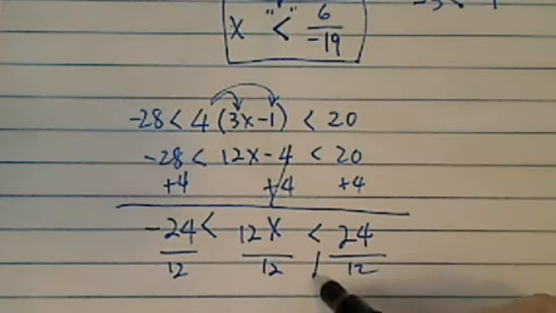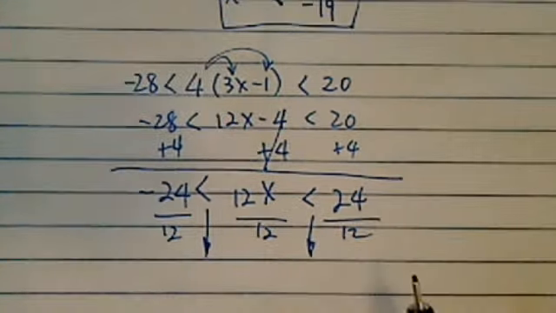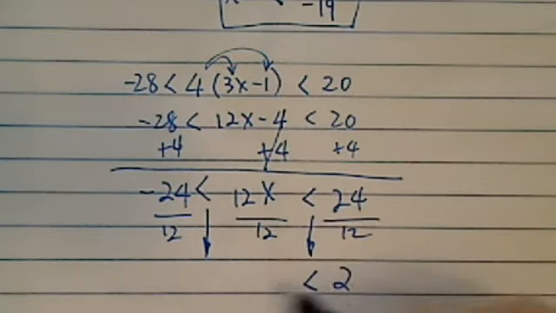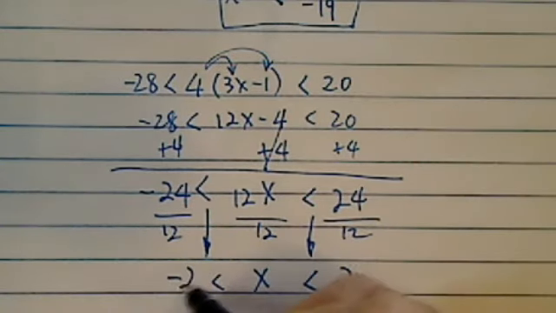Since this one is positive, nonetheless, I still draw this line here to remind myself I don't have to change the sign, because I'm dividing and multiplying by a positive number.